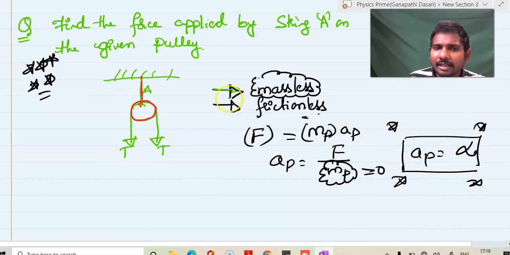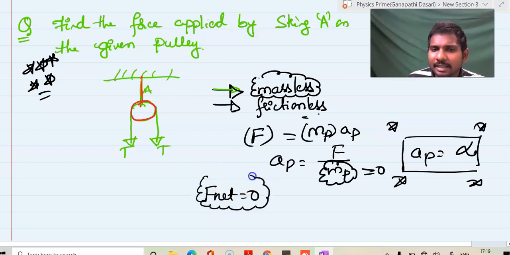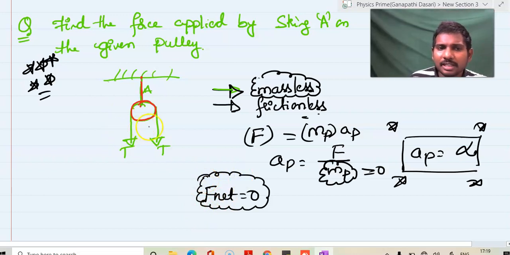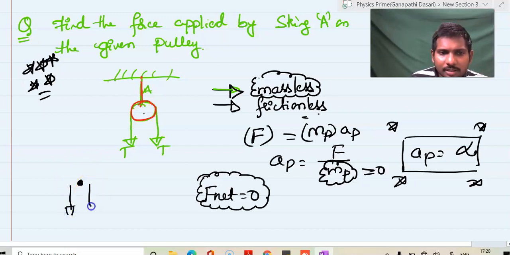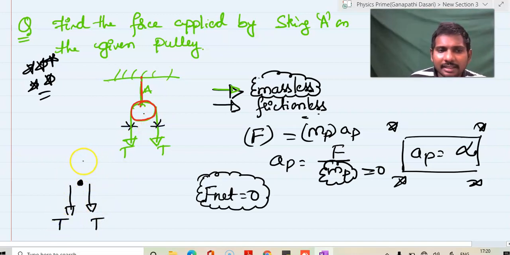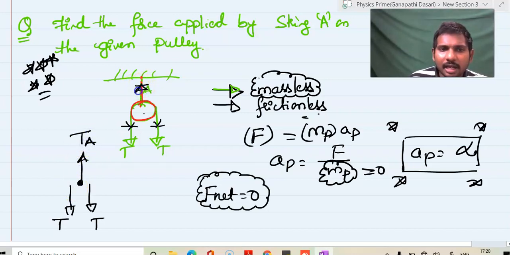So what we will do here, the net force on the pulley should become zero so that the pulley will not move. F net is equal to 0, because we are assuming the pulley is completely massless. If the net force on the pulley is 0, I will draw the free body diagram of this pulley. There will be a tension T downwards, and another tension T downwards, which are actually pulling, cut and pull it. And there is another tension, TA, which is cut and pull it, upwards.